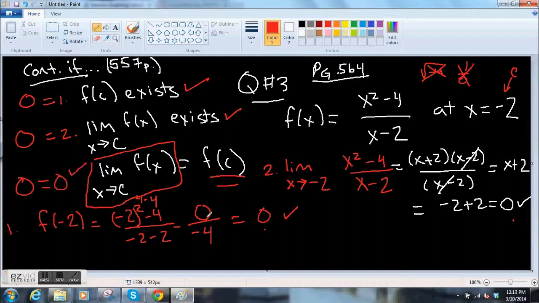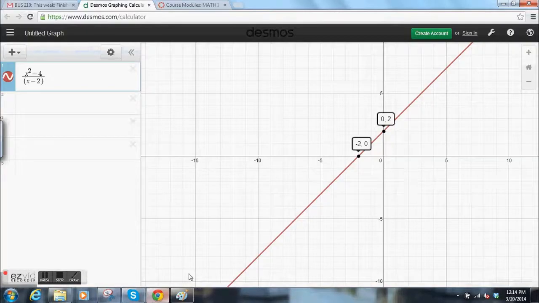So check. It's a lot of zeros, so that might be unsatisfying for you, but the answer is yes, this is continuous, and we have proven this algebraically. Notice this is at the point x equals 2. I'm going to show you on my graph.